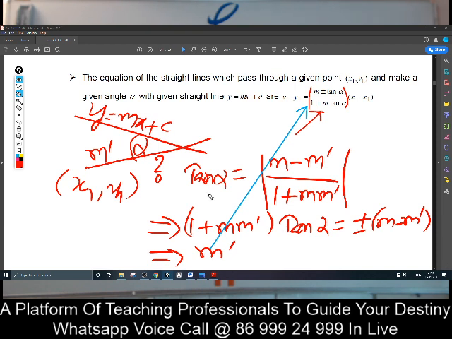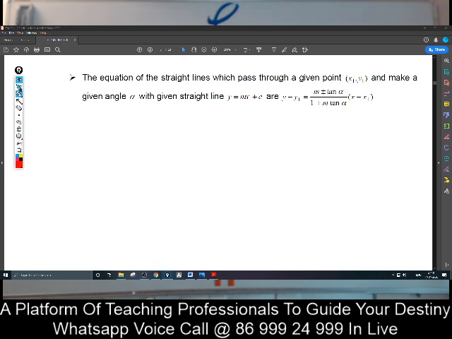What is m dash? This one, which simplifies to m plus or minus tan alpha divided by 1 minus or plus m tan alpha. So after getting the slope, because you know the point x1, y1, you can write the line equation: y minus y1 is equal to m into x minus x1. That's what we did. So I have explained the procedure, and hence if you remember the formula, that will be great. Or even if you do not remember, you must be in a position to apply the method I explained.